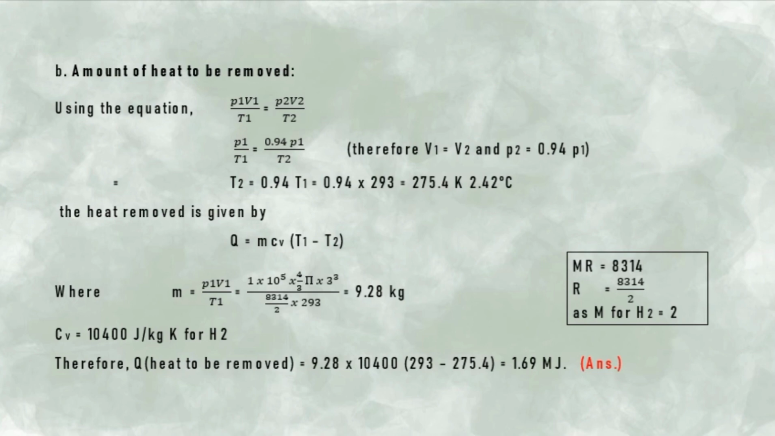And for our specific heat, we have 10,400 joule per kilogram Kelvin for H2. Therefore, the heat to be removed is 9.28 times 10,400 multiplied by 293 minus 275.4, and we have the final answer of 1.69 mJ.